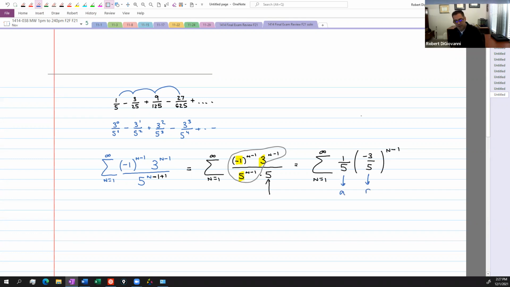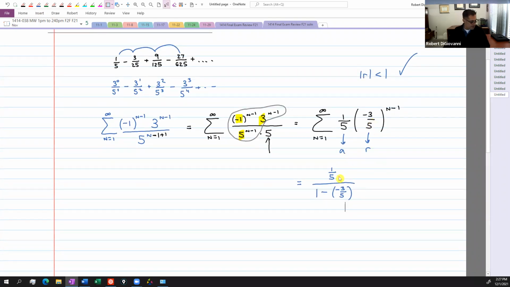And also notice the absolute value of R here is less than 1. That does check out. Even though it's negative here, when you take the absolute value, it needs to be less than 1 for this formula to work. So it is. So my answer is A, which is 1/5, over 1 minus R, but R this time is negative. This is the first time it's been negative.